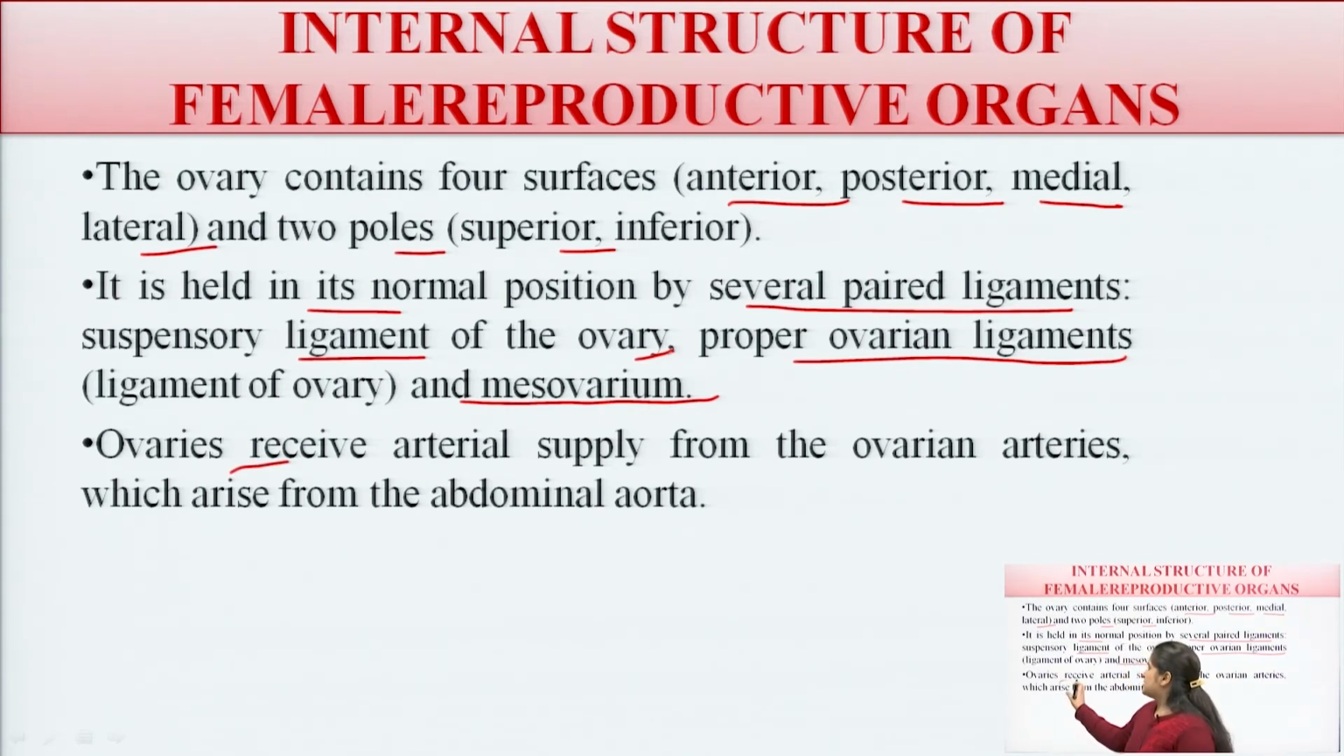Now, the ovaries receive the arterial supply from the ovarian arteries, which arise from the abdominal aorta. So they receive the blood supply from the abdominal aorta.